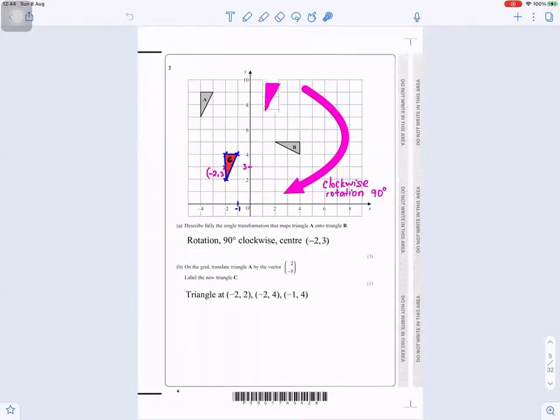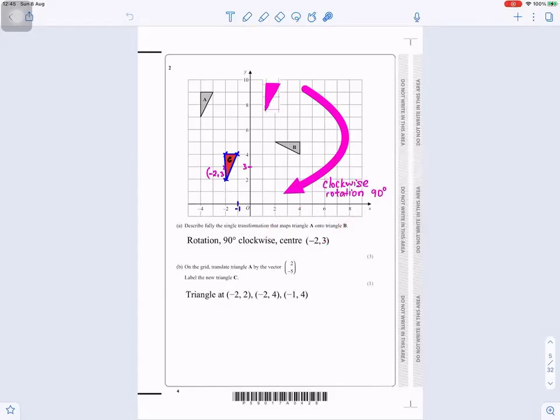Question number 2. Describe fully the single transformation that maps A onto triangle B. It's a rotation, 90 degrees clockwise, and the center is minus 2, 3. That gives you 3 marks. 1, 2, 3 things for 3 marks. It's a rotation, it's 90 degrees clockwise, and that's clockwise pointing there. And the center is minus 2, 3.